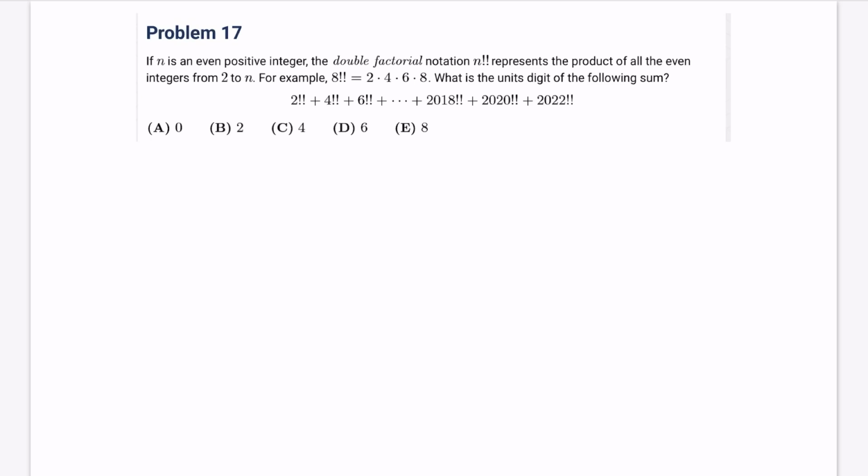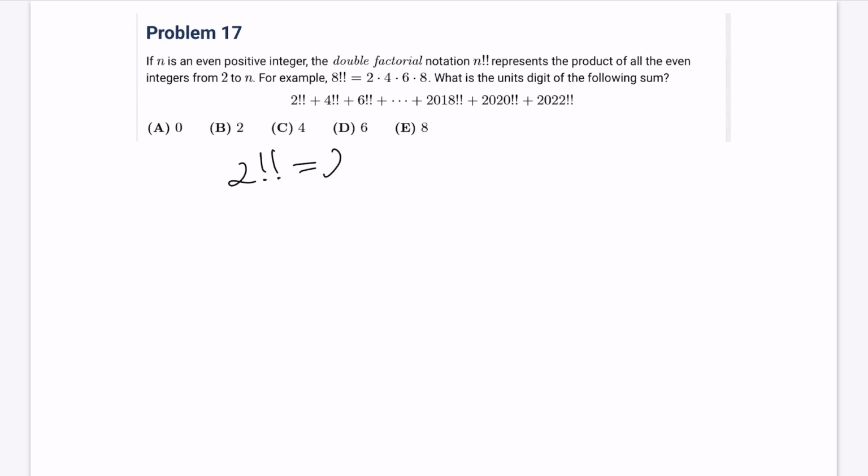Problem 17. If n is an even positive integer, the double factorial notation represents the product of all the even integers from 2 to n. For example, 8 double factorial is equal to 2 times 4 times 6 times 8. What is the units digit of the following sum? We can find a pattern among the terms, and the answer will be very clear.